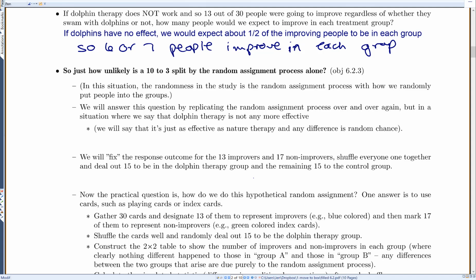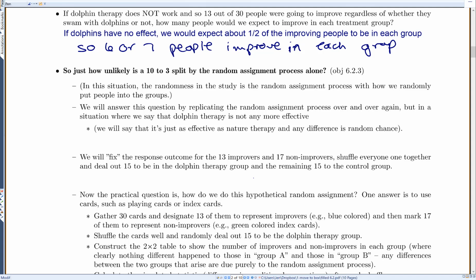So in this situation, all the randomness in the study is just the actual random assigning process with how we randomly put the people into the groups. So to answer this, we're going to replicate the random assignment process over and over again, but in a situation where we're saying that dolphin therapy doesn't do anything. Okay, so we're saying it's just as effective as nature therapy. Any difference is just random chance.